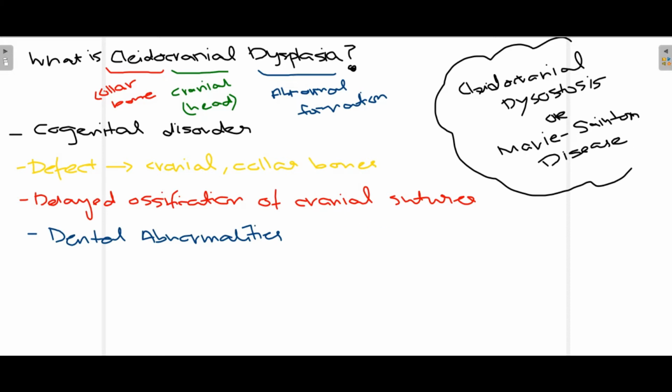Fontanelles are the gaps in your head when a baby is born, the soft spaces that are present. They generally heal at about 16 months, some at 1 year of age, and some at 2 as well. So these are the normal timings when the fontanelles ossify. In this particular disease, there is some problem with closure of these fontanelles. And finally, the thing that concerns us the most are the dental abnormalities, which we'll shortly talk about, how cleidocranial dysplasia leads to these dental abnormalities. Cleidocranial dysplasia is also known as cleidocranial dysostosis and Marie-Sainton's disease.